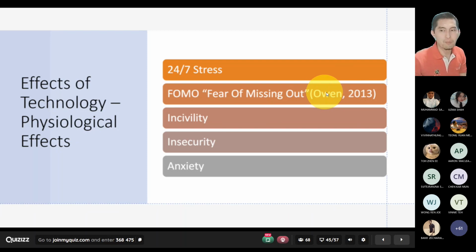evidently researched many years ago. This is actually categorized officially as a condition. The Oxford Dictionary included this quite some time ago, that FOMO is an official term to be used, which is fear of missing out. Incivility, not knowing how the community works, not knowing how to behave in the community, insecurity, and of course aspects of anxiety as well.